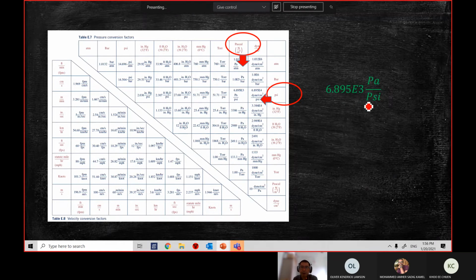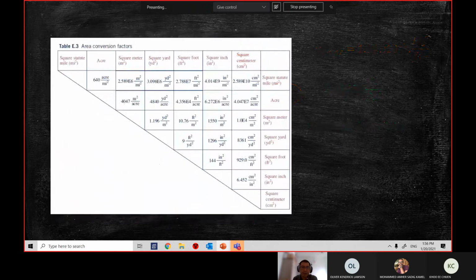Pascal over PSI, pound per square inch. Sorry, pound per square inch. So we get this conversion, and we need to put it back.